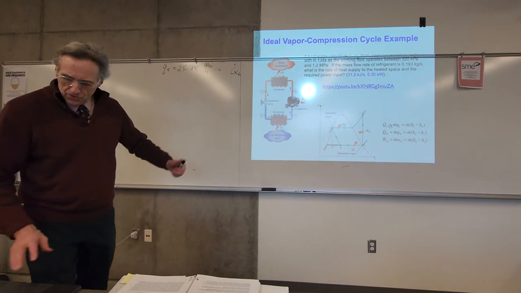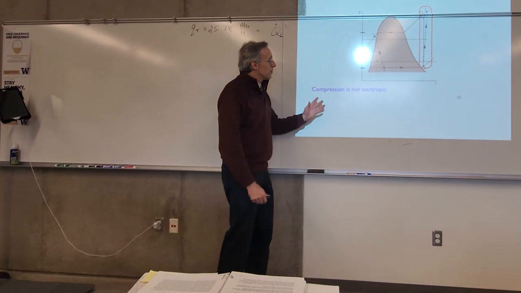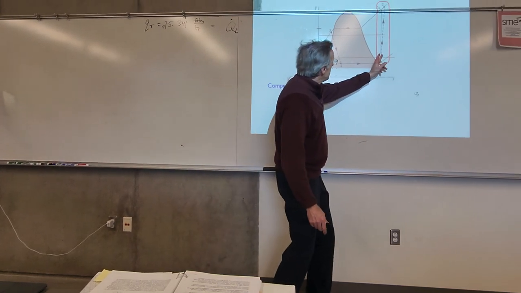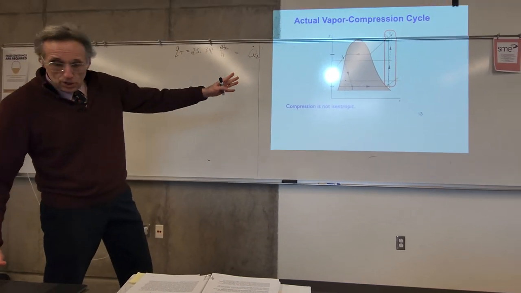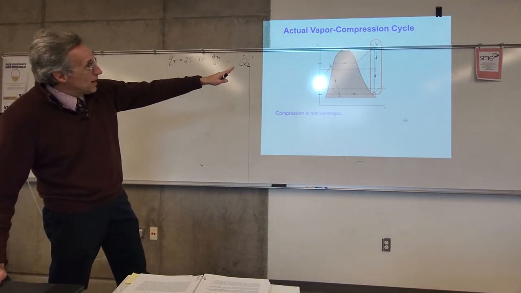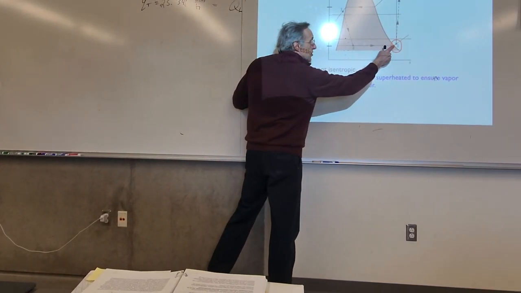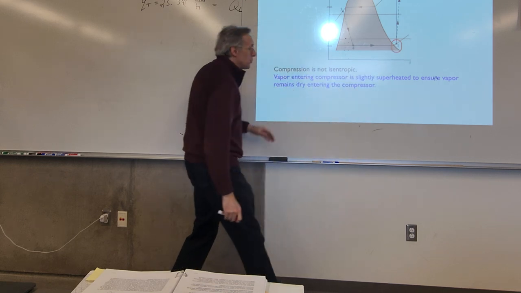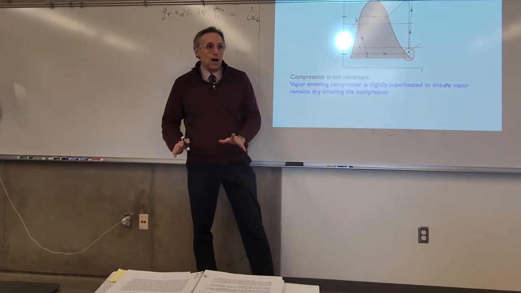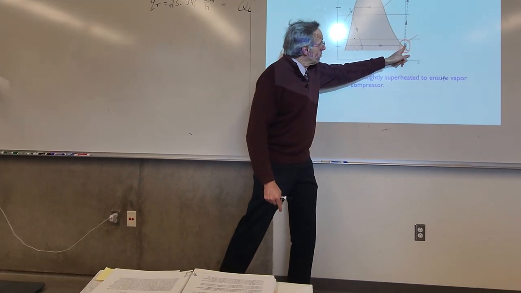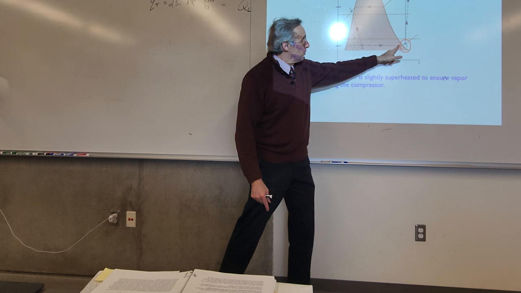Okay. Well, that one's not in my notes, but the next one is, because this is the actual vapor compression cycle. The actual cycle is going to be different because entropy is generated in the compressor. It's not isentropic, so we go off to the right to 2 instead of 2s. Also, the vapor entering the compressor is going to be slightly superheated. You see we go out to the right, slightly superheated. This is to protect the compressor. We don't want any liquid droplets in the compressor, so this buys us a little assurance that going into the compressor we have all vapor and no liquid.